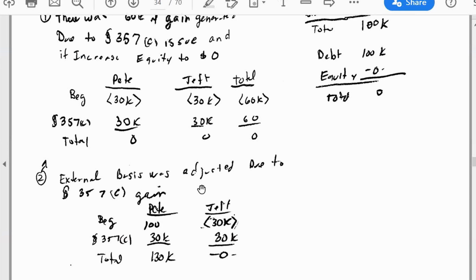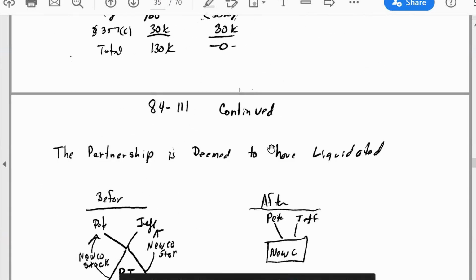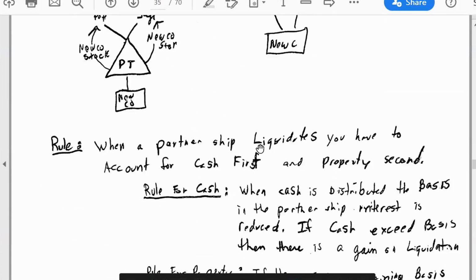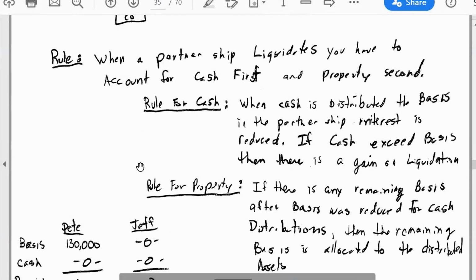Okay, I think, look at this, man. I think the answer was there the whole time, right? Here's the rule for the liquidation of the partnership interest. You might want to footnote or put a flag or whatever on this page, because that is a useful rule to know.